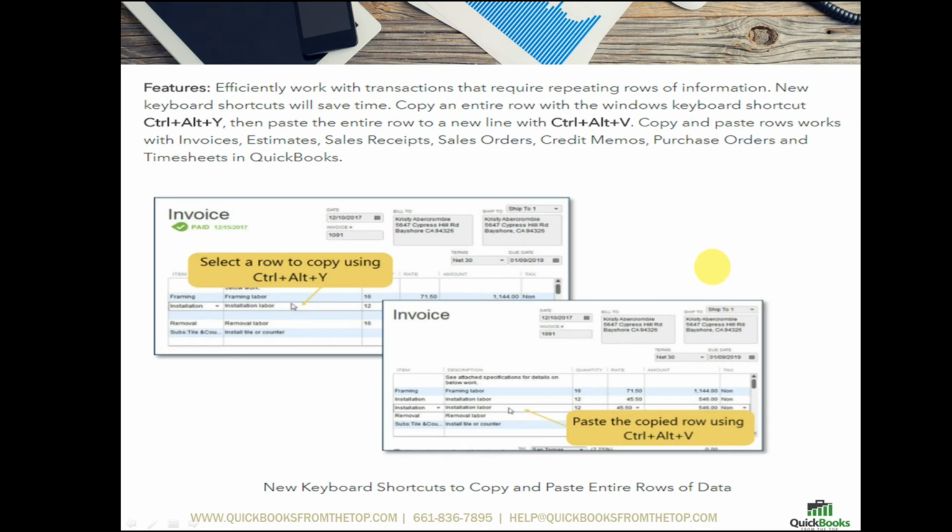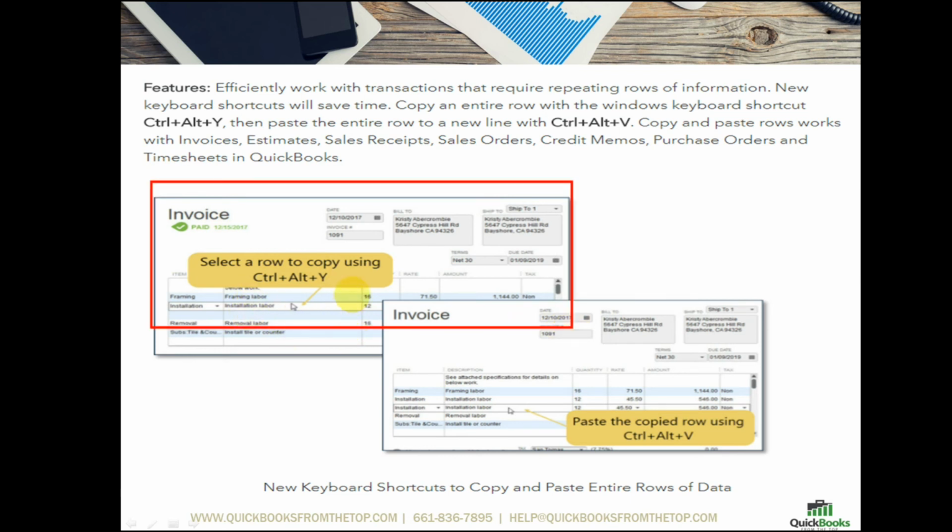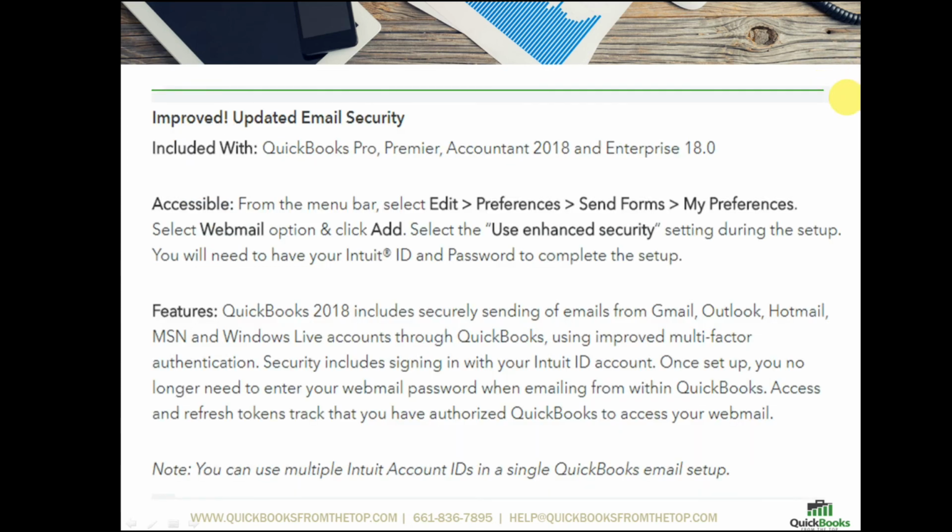Now, they also have shortcuts to use a Control-Alt-Y or a Control-Alt-V. These will copy any row that you have reoccurring in an invoice and be able to paste it if you have to do multiple lines going down your invoice. It's very convenient for 30 or 40 line items that are the same. They've also updated their email security.